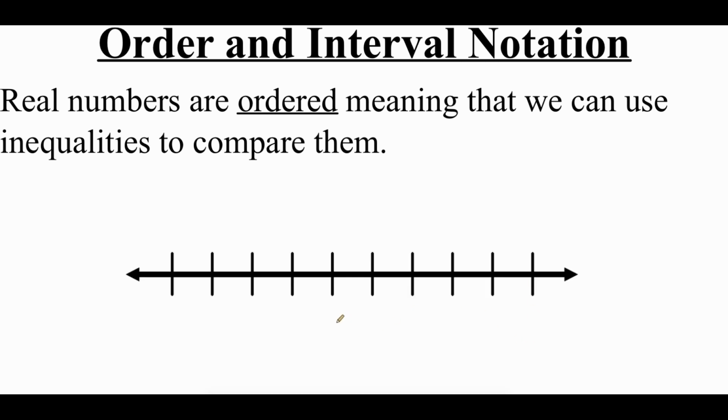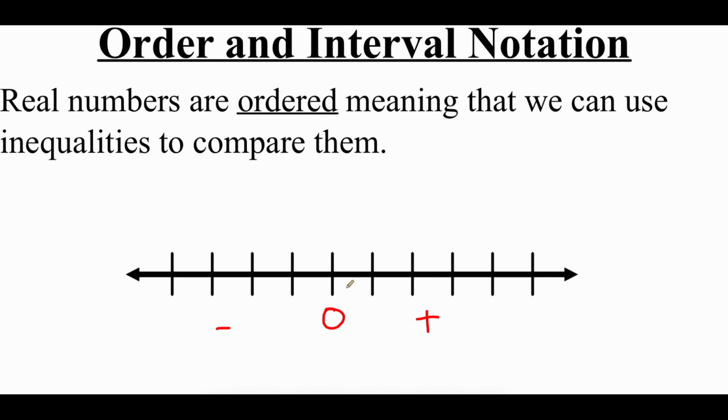So if we take a look at a number line, I'm going to put 0 here somewhere in the middle. We know that the numbers moving to the right of 0 gradually get larger. Those are where our positive values are located. And if we start working our way to the left of 0, that's where our negative numbers are. Okay, we can use this order to compare different real numbers using some inequalities.